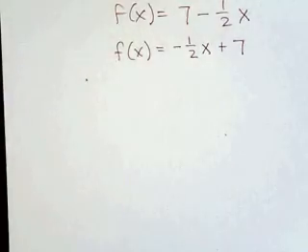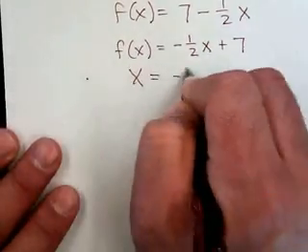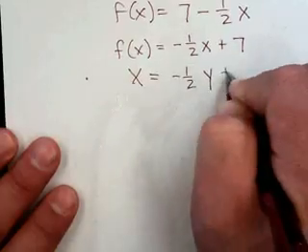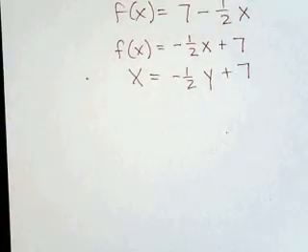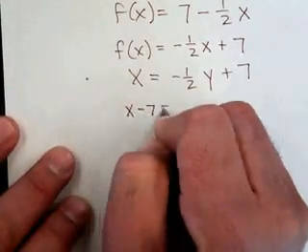Perhaps it'll be a little easier to understand if you rearrange the order here. This is exactly the same as negative 1/2 x plus 7. See, the 7 is positive and the 1/2 x is negative. Don't get confused by that when you go ahead and switch x and y to find your inverse.